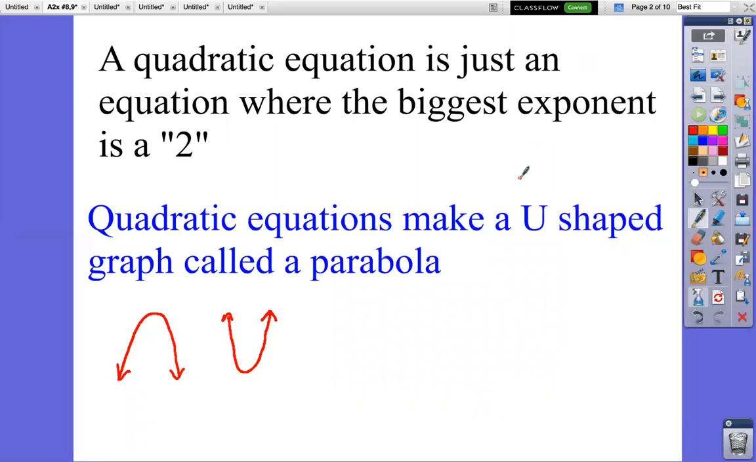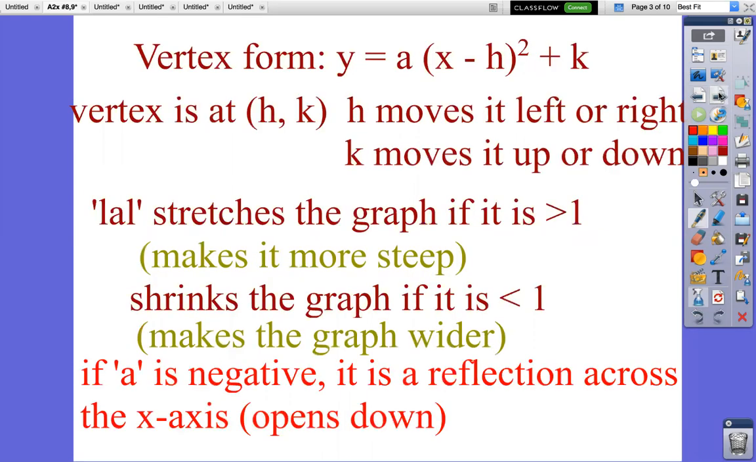All right. Yeah, fair enough. All right, so it is a U-shaped graph called a parabola. It has to either open up or open down. I'm going to go ahead and skip past this page. Now, here's everything you need to know, and I would make sure that you have this written somewhere.